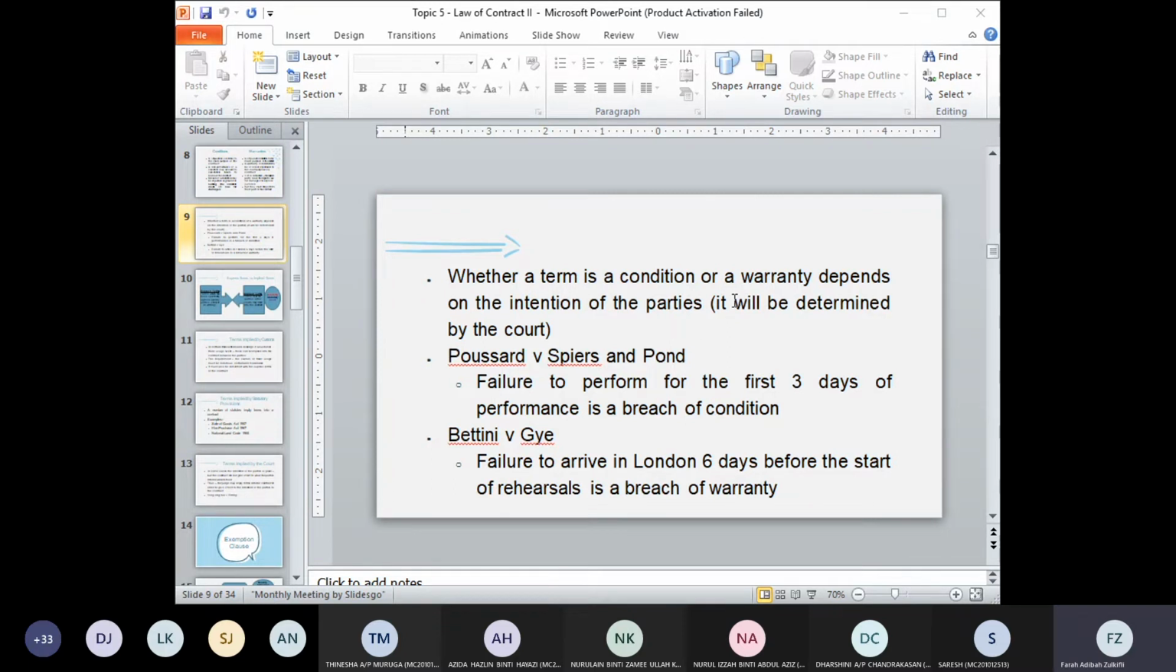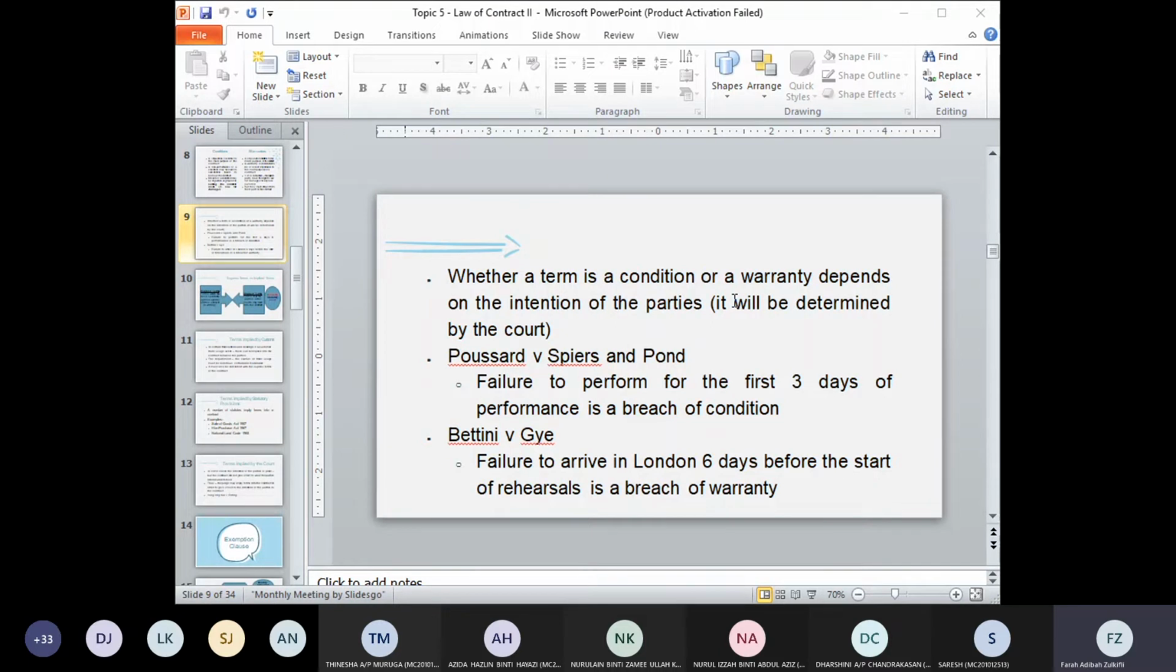In comparison, in the case of Bettini and Gye, this case is also about opera. The claimant, Alessandro Bettini, entered into an agreement with the defendant. Some of the terms of the agreement stated that Bettini must perform within 50 miles of London.